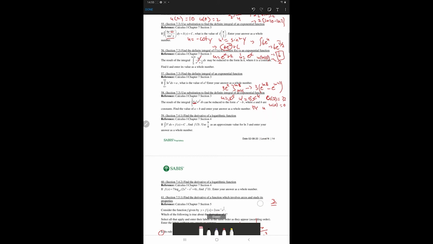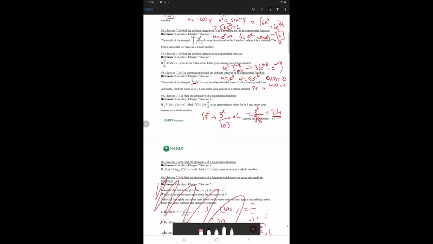Number 59. The integral of 3 to the power of x equals F(x) plus c, find F(3). Okay, here's another rule. This is an exponential function, and when we have an exponential function like that, its integral is the function over ln of the base, which is 3, plus c. We have x, which is 3, and we have ln 3, which is 9 over 8. So you're just going to substitute 3 to the power of 3 by 9 over 8, and you're going to simplify. You should get 24 as your final answer.